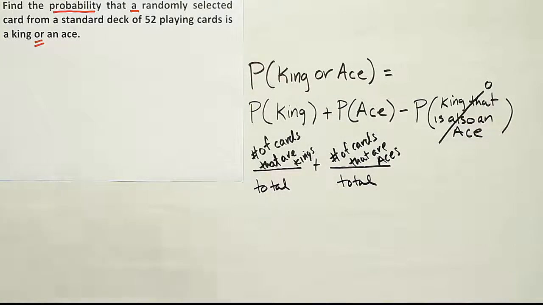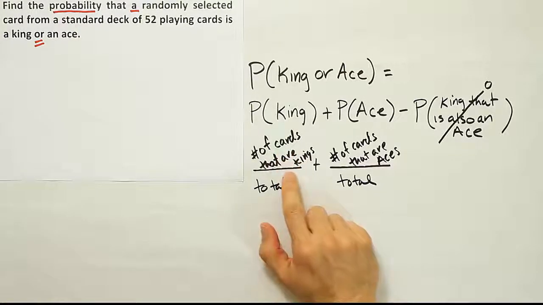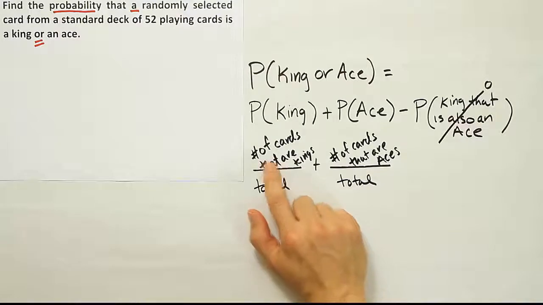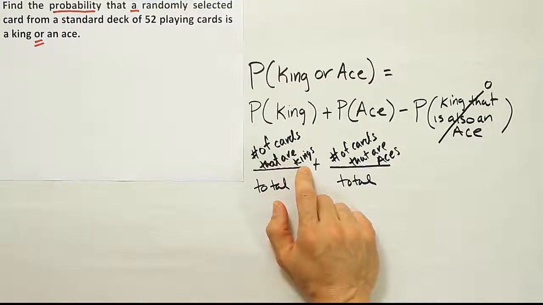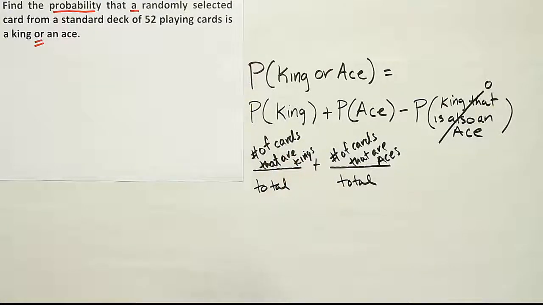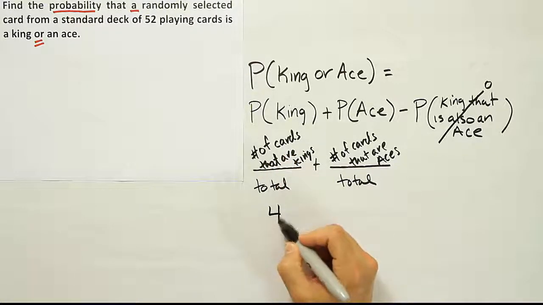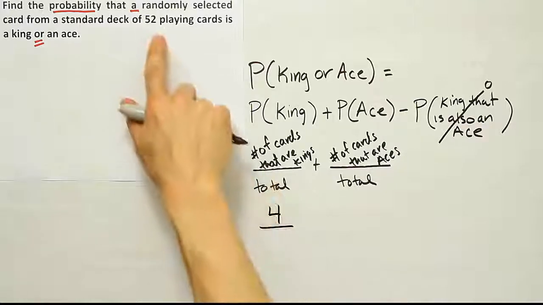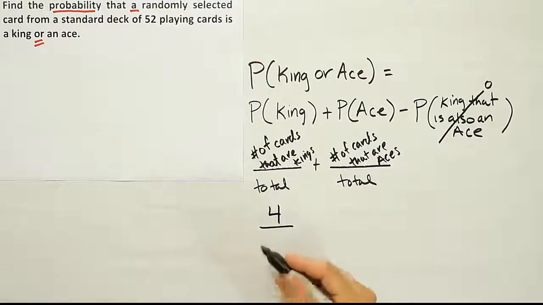Okay, so let's look at the first top of the fraction here, number of cards that are kings. Well, hopefully you know something about a basic deck of cards. Essentially, for every type of card, there's always 4 of that type, because there are 4 different suits. So when we say number of cards that are kings, there will be 4 kings. It says that the deck has 52 playing cards in it, so the total is 52.